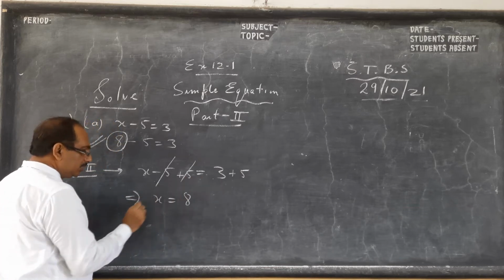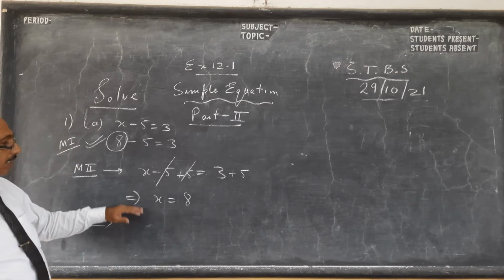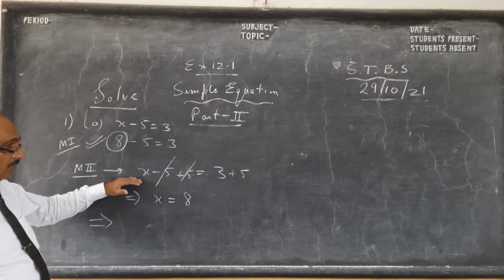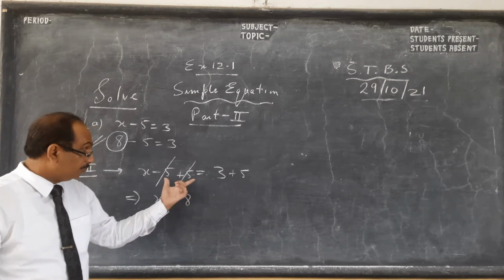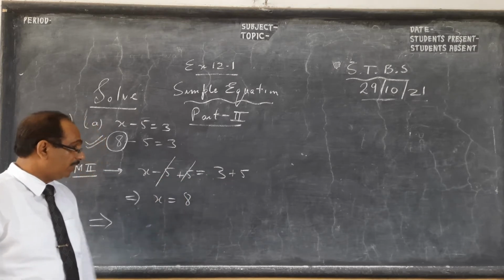Since it is equal to, I put the implies sign. The implies sign is equal to with an arrow. Got it? So this is the systematic method. You add plus 5 to both sides because I want to remove minus. Minus can be removed with plus, and plus can be removed with minus.